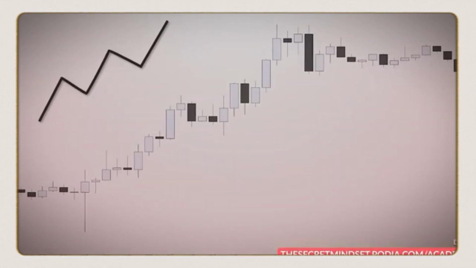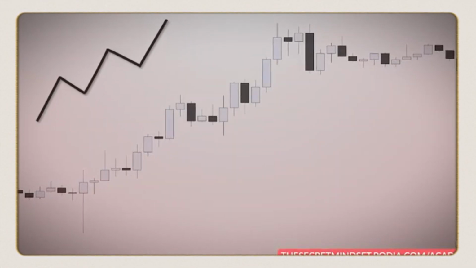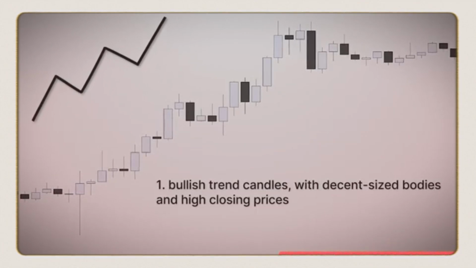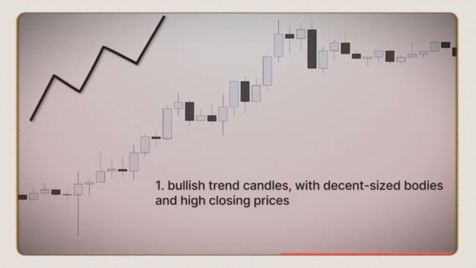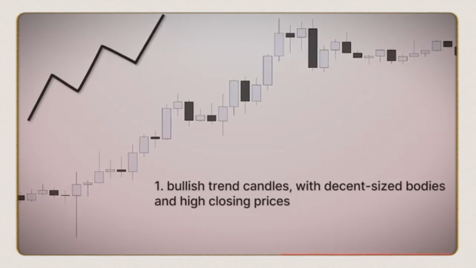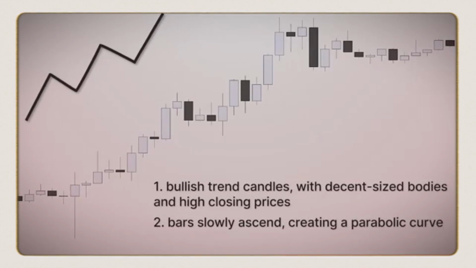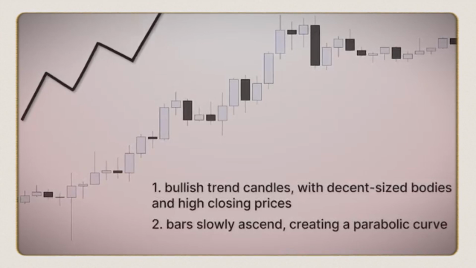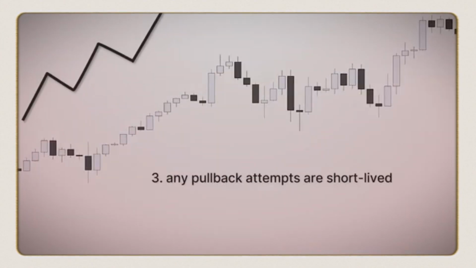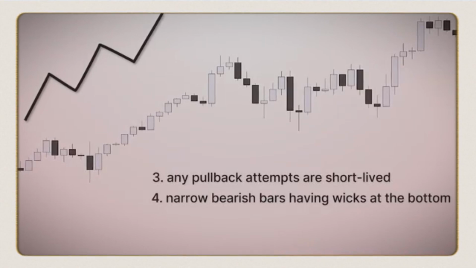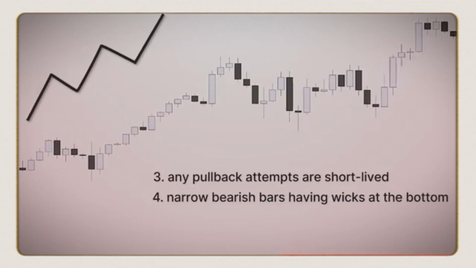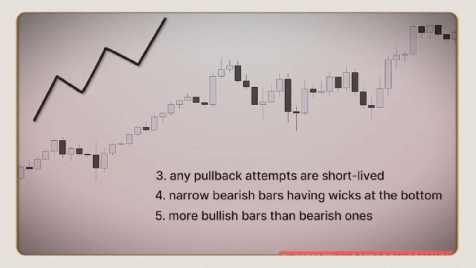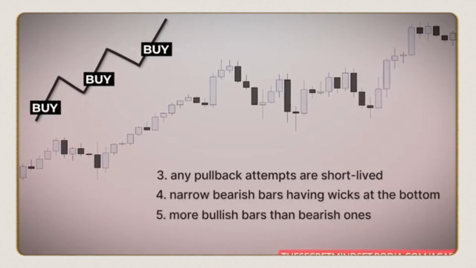On trending days, it's all about price momentum and follow-through. For example, in a strong uptrend, you'll see a series of bullish trend candles with substantial bodies and high closing prices. The bars gradually ascend, creating a parabolic curve that leaves you wishing you had entered earlier. Pullbacks are brief, marked by narrow bearish bars with bottom wicks. Look for more bullish than bearish bars, both in quality and quantity. When these conditions align with market structure, seek buy opportunities.